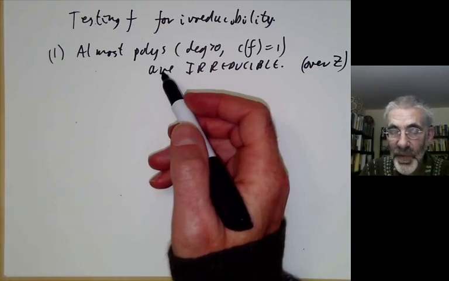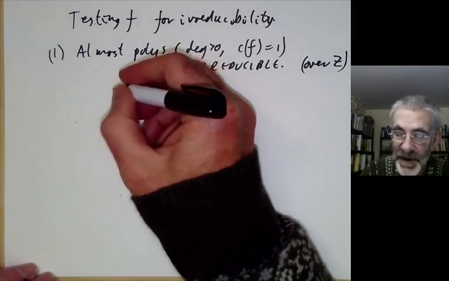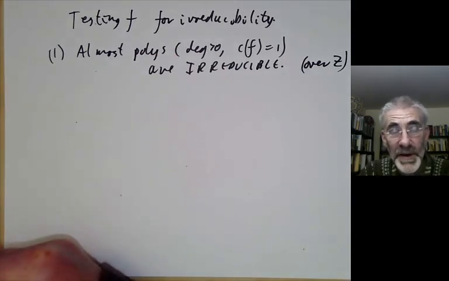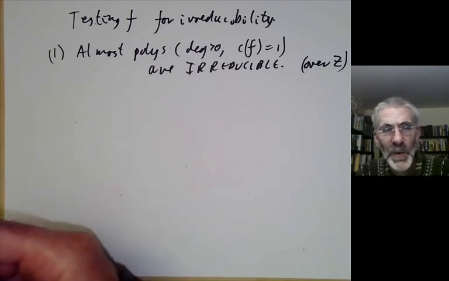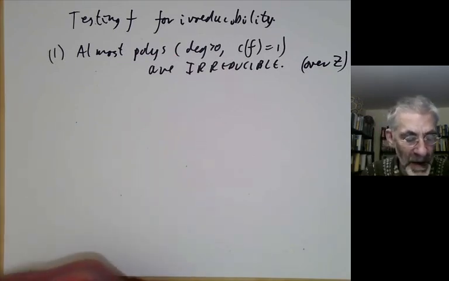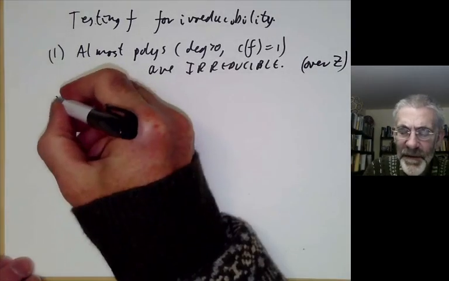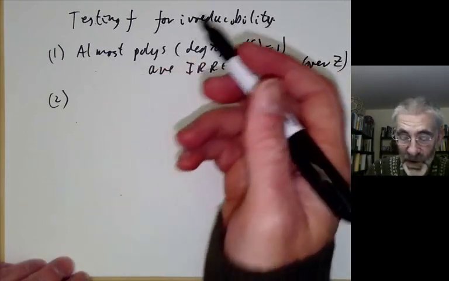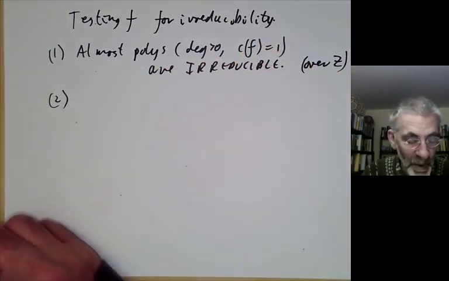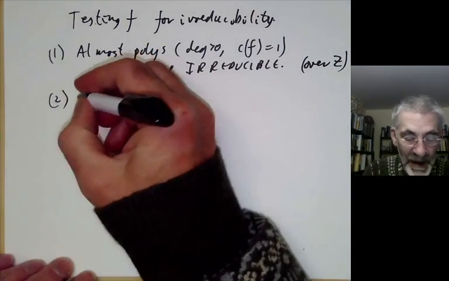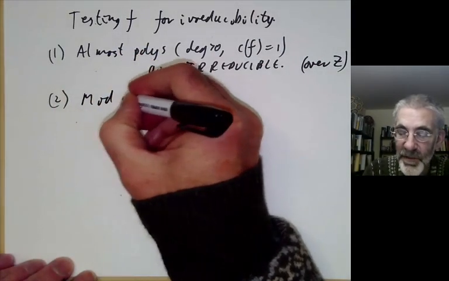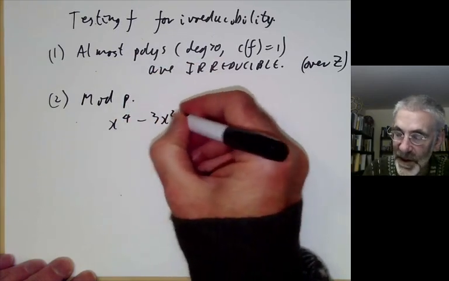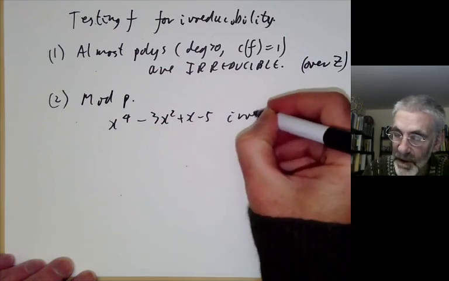For instance, degree 1 polynomials with content 1 are always irreducible. If you've got a degree 2 polynomial, it's probably going to be irreducible unless the discriminant is a square or something like that. And being a square is kind of unusual for integers. So if you have to guess whether a random polynomial is irreducible, you guess that it's irreducible. Well, if guessing isn't good enough, the next easiest thing to do is to look at it modulo a prime p. For example, is x^4 - 3x^2 + x - 5 irreducible?